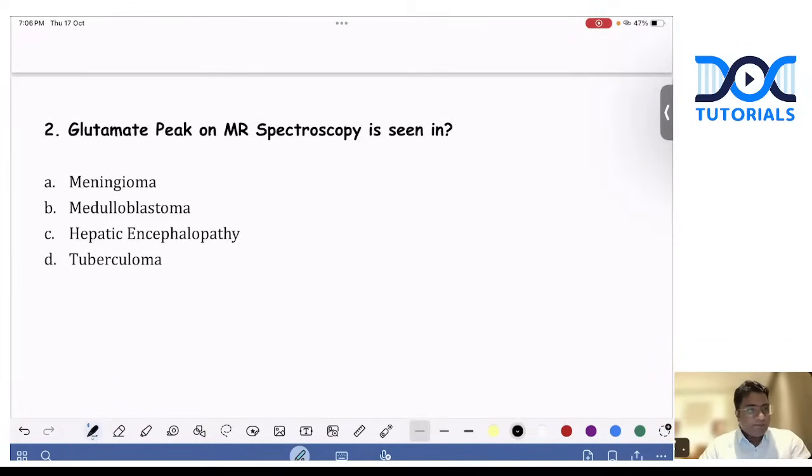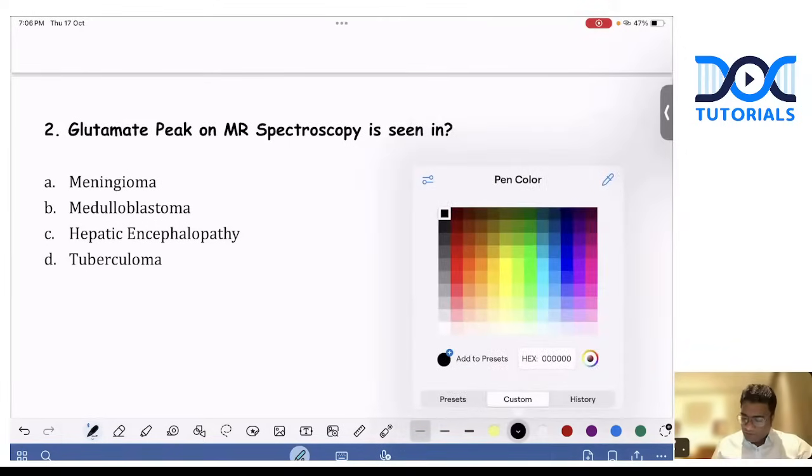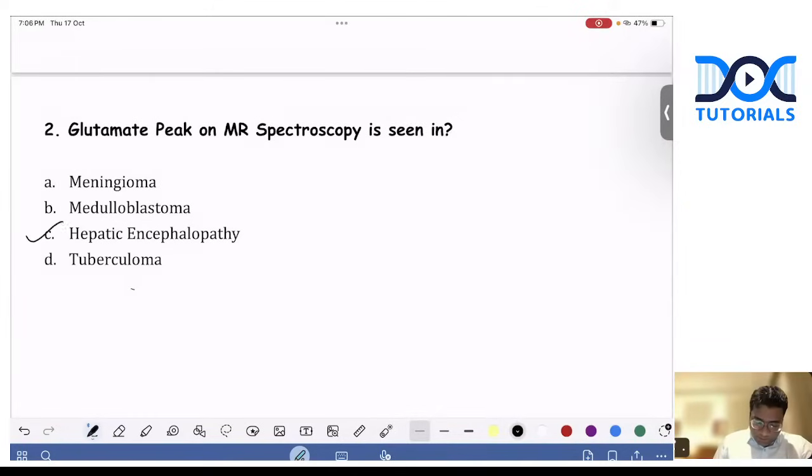Glutamate peak on MR spectroscopy. Remember, glutamate peak on MR spectroscopy is a feature of hepatic encephalopathy as well as hypoxic encephalopathy. So hepatic and hypoxic encephalopathy show you a glutamate peak.